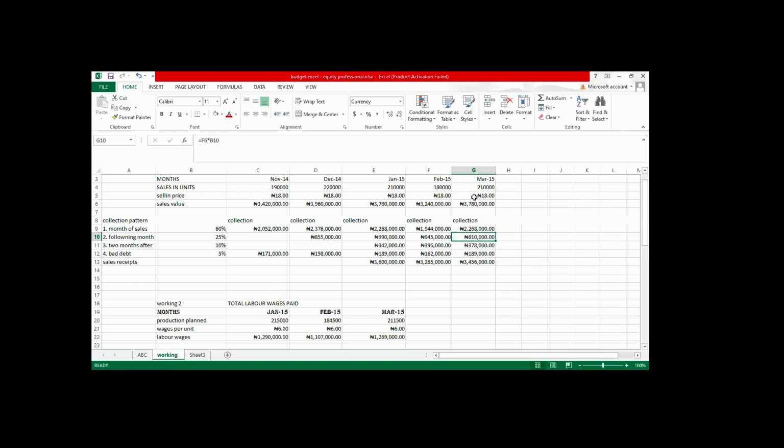We now move to March. In the month of March, you sold 3,780,000. And you are going to collect that same month of March. You are going to collect 60%. Compute, what do you have? 2,268,000. That is the figure you are having here.